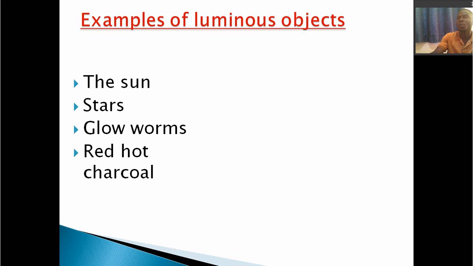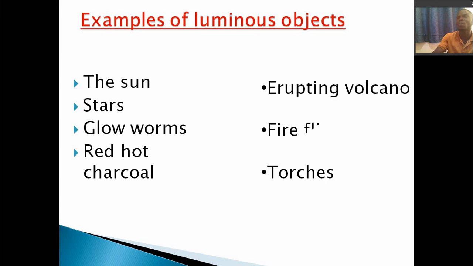Are we together? When you light the charcoal stove, yes, it emits light. So red hot charcoal is an example of a luminous object. Then we have erupting volcanoes. The volcanic mountains, when erupting, are also examples of luminous objects. Then the fireflies, and then the torches. All of these are examples of luminous objects, meaning that they emit light on their own.